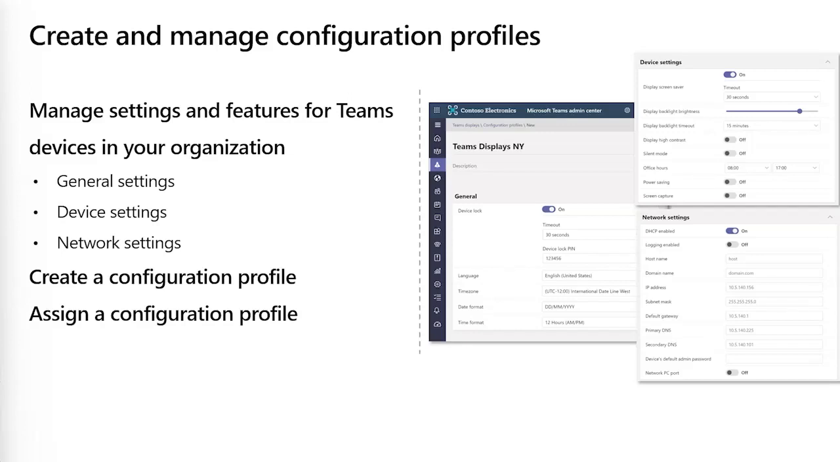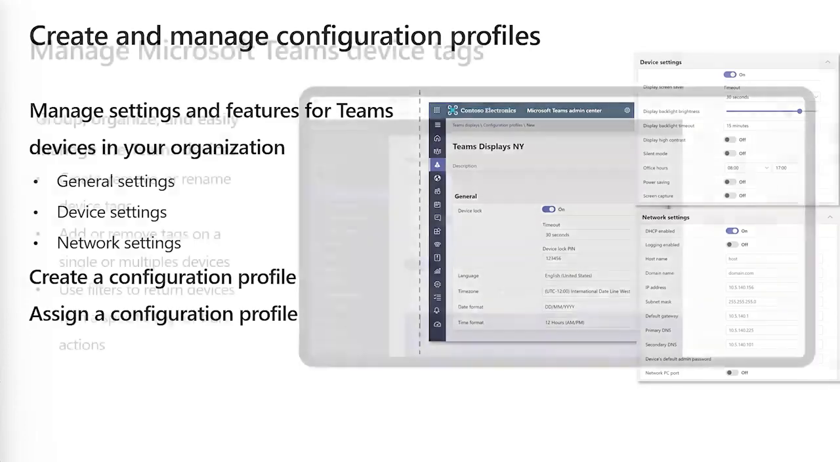What are the office hours? Do we want to enable power saving? And network settings, do we want to DHCP enable the IP phone, for example? If not, then we can specify the IP address settings.